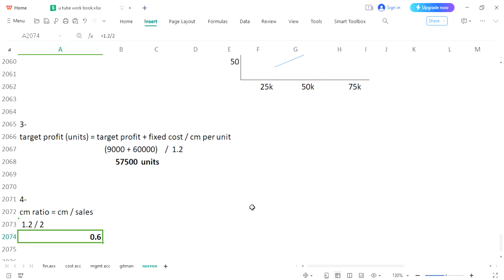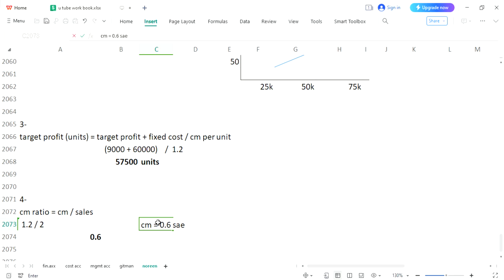What does it mean? It means CM is 0.6 of sales. CM is equal to 0.6 of sales. Understood how it happened? Look over here. Sales is being divided over here, and you want to take sales from the right side to the opposite side. The CM ratio we have calculated, 0.6, we have put over here.